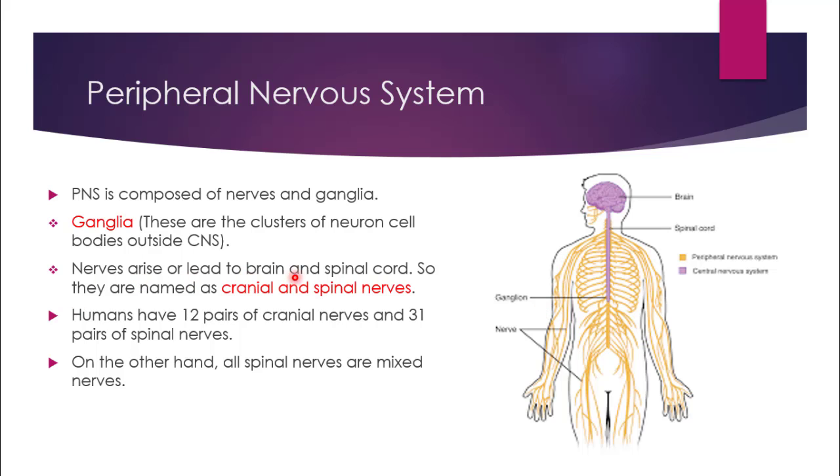Nerves arise from or lead to the brain and spinal cord because they are present all over the body. So they are named cranial and spinal nerves. The nerves that lead to the brain are called cranial nerves, whereas the nerves that are associated with the spinal cord are called spinal nerves. Humans have 12 pairs of cranial nerves, while 31 pairs of spinal nerves are present. All spinal nerves are mixed nerves, because we have studied in the structure of the spinal cord that spinal nerves are mixed nerves, which means they have axons of both sensory and motor neurons.